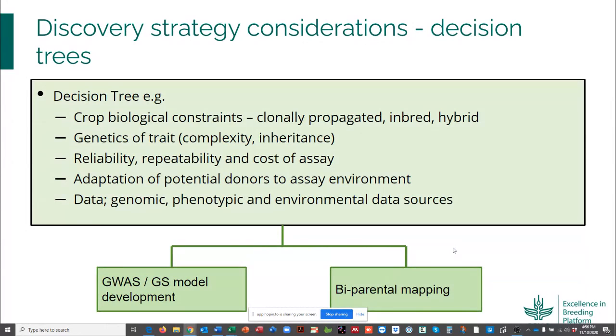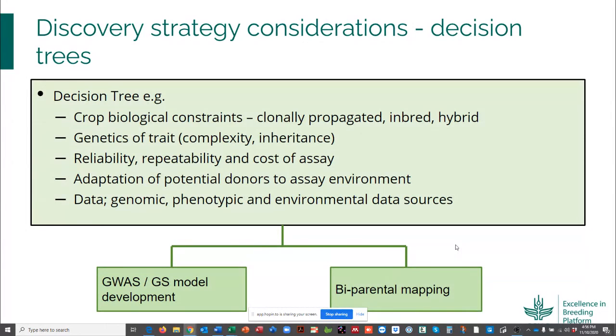Now, the discovery does not always go hand in hand with the deployment of materials. Sometimes they work very well coupled together. Sometimes they do need to be separated so that we can optimize the generation of both markers and germplasm. On the deployment side of things, the decision tree again could have questions around the biological constraints that we're dealing with, again, the genetics of trait complexity, and then other questions around freedom to operate.